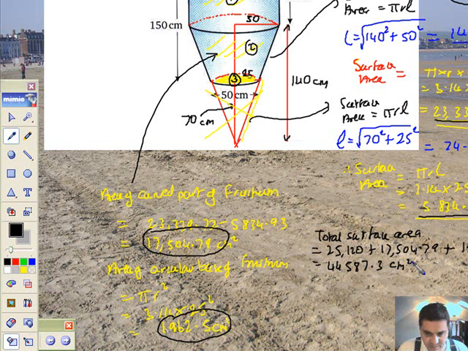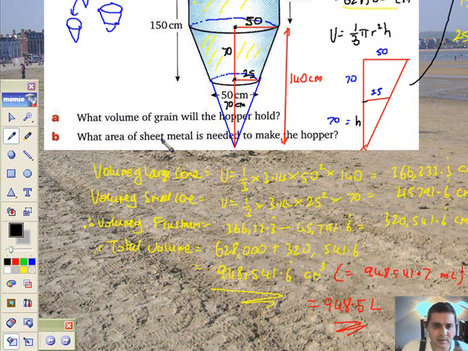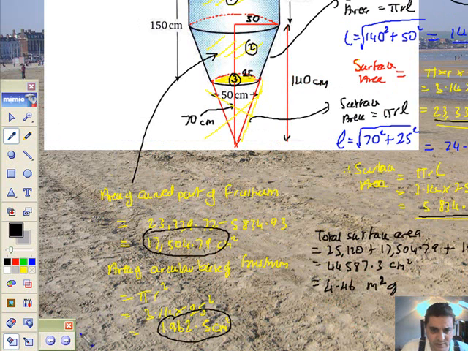And that will give us a grand total of 44587.3 centimetres squares. And again, if we divide by 10,000, that will give me 4.46 metre squares of metal required. What does the question say? What area of sheet metal is needed to make the hopper? Alright, so we got here the area of metal needed.